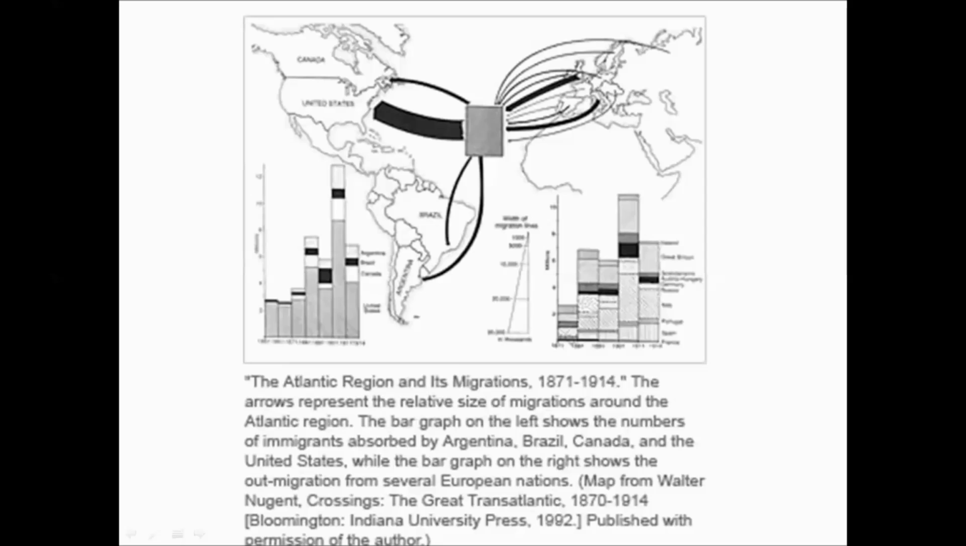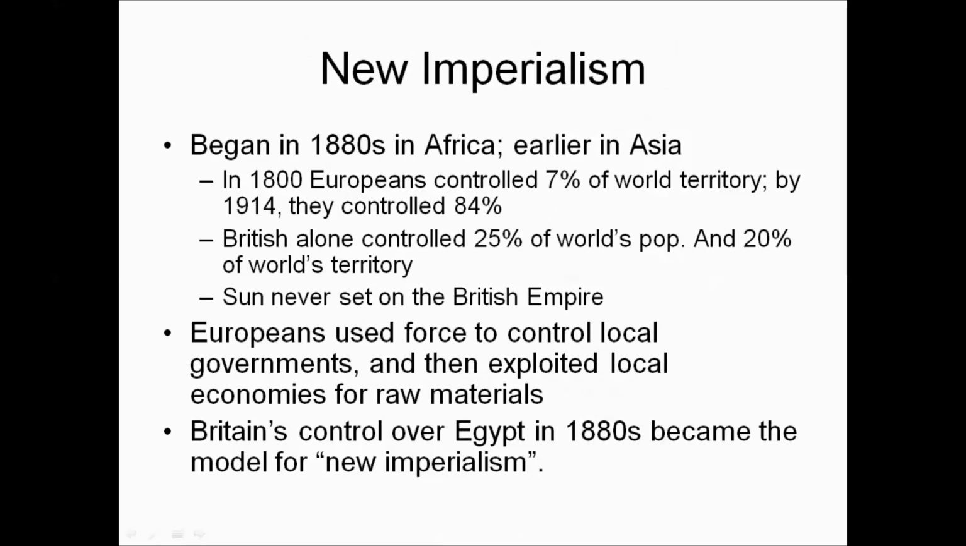So the new imperialism. New imperialism is going to begin in the 1880s in Africa. It's actually a little earlier in Asia. What do you need to know about it? In the 1800s, Europeans controlled 7% of the world's territory, but by 1914, they're going to control 84%.